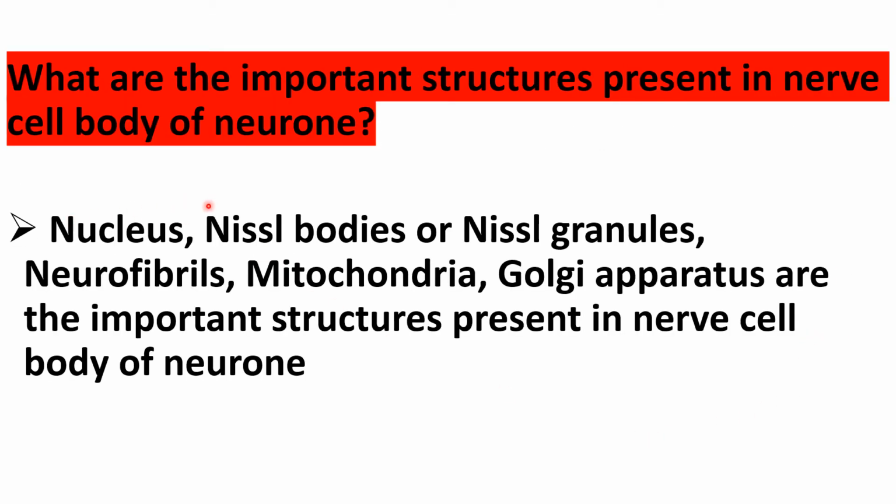Then what are the important structures present in the nerve cell body of neuron? So nucleus, Nissl bodies or Nissl granules, neurofibrils, mitochondria and Golgi apparatus are the important structures present in the nerve cell body of neuron.